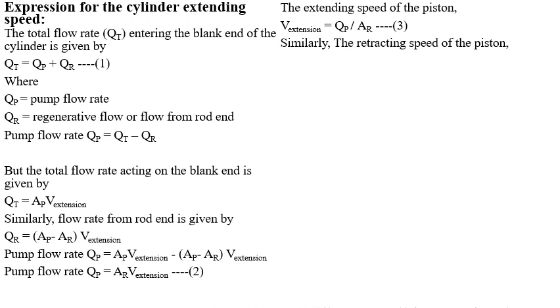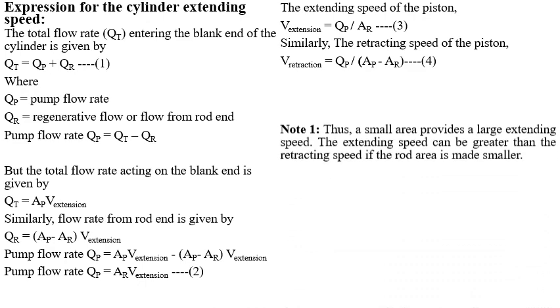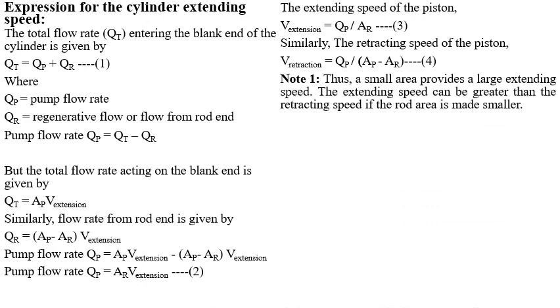Similarly, the retracting speed of the piston, V retraction, equals Qp divided by the annulus area, that is AP minus AR. Call it equation number 4. Now we will move on to note 1.